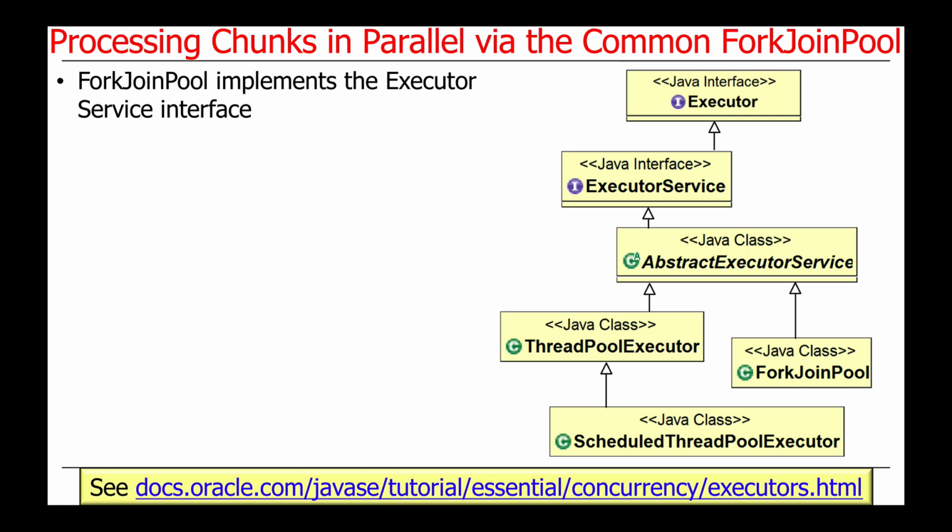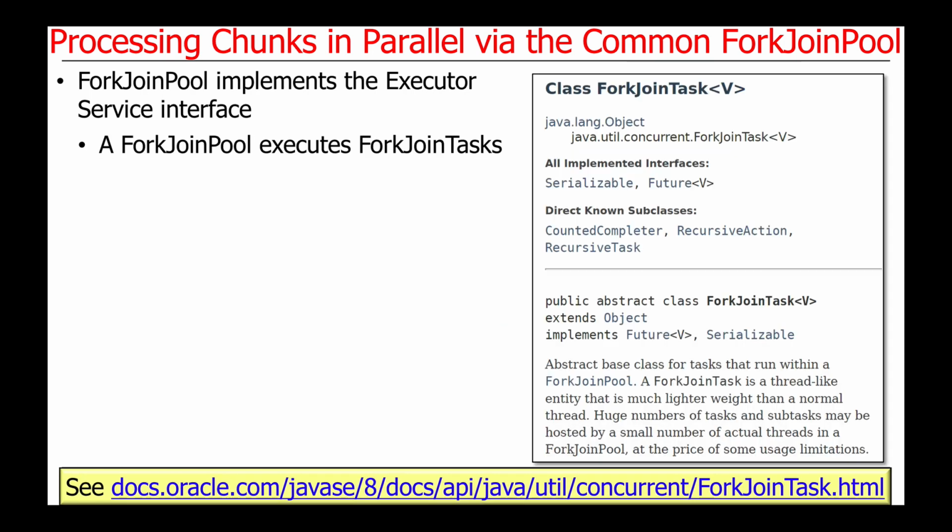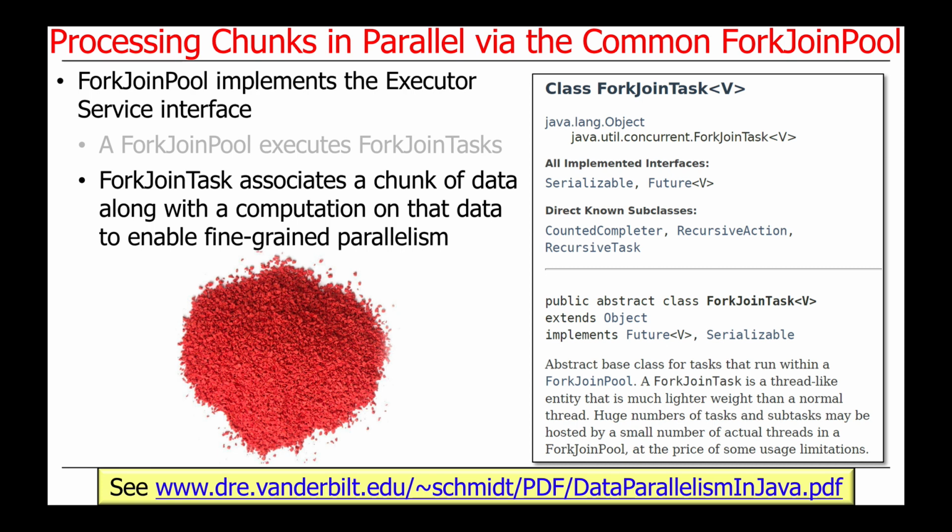Internally, the fork join pool implements the executor service interface. If you take a look here, you can see we have the executor service with abstract executor service and the fork join pool. And then there's a thread pool executor and a scheduled thread pool executor. We're not going to talk about those in this class. We will talk about the fork join pool. And the fork join pool executes fork join tasks, which is essentially this chunk of data along with some computations that perform fine-grained parallelism on that chunk. If you recall from your assignment 2A and 2B, the way you do this is by having the compute method that will work on the chunk, and then the compute method can recursively split things up into smaller fork join tasks and then join them back together again.